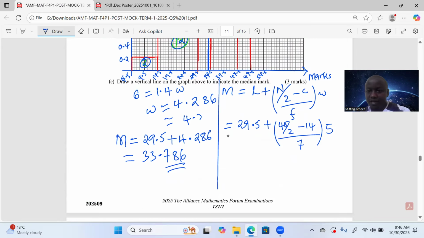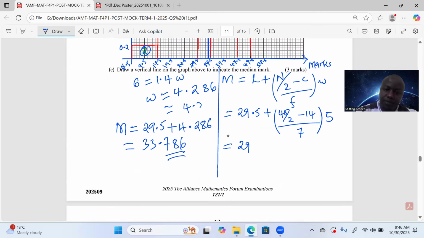Yeah, that's 5. So can we compute this now? 29.5. What are we adding to 29.5? So we check that. 21 minus 14, we get 7. 29 minus 14, we get 7.